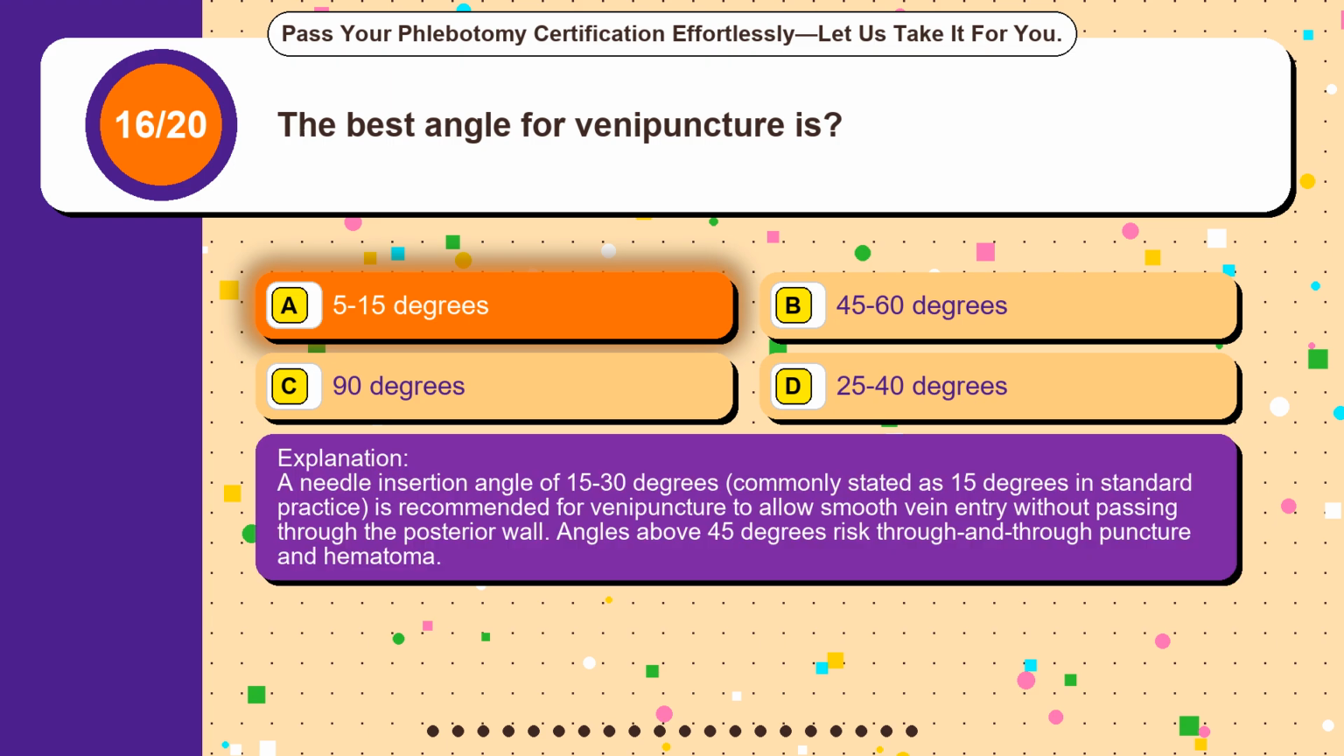A needle insertion angle of 15 to 30 degrees, commonly stated as 15 degrees in standard practice, is recommended for venipuncture to allow smooth vein entry without passing through the posterior wall. Angles above 45 degrees risk through puncture and hematoma.